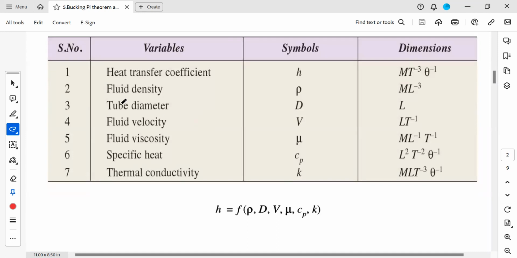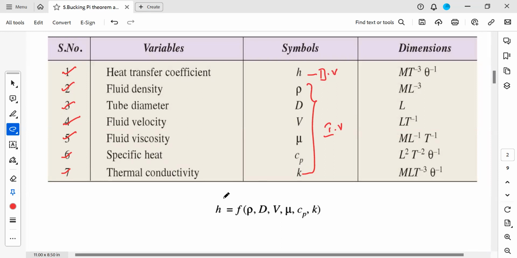First one is the convective heat transfer coefficient h, with the dimensions M T^-3 theta^-1. Fluid density rho, M L^-3. Tube diameter d or tube length L. Fluid velocity v, L T^-1. Fluid viscosity mu, M L^-1 T^-1. Specific heat cp, L^2 T^-2 theta^-1. And k is M L T^-3 theta^-1. So h is called the dependent variable and all other variables are called independent variables.